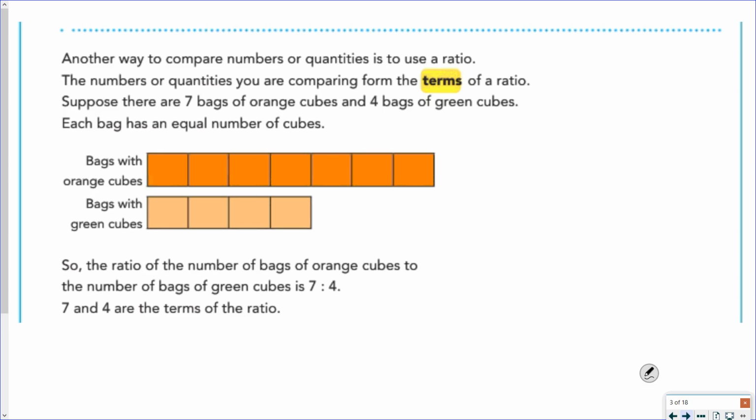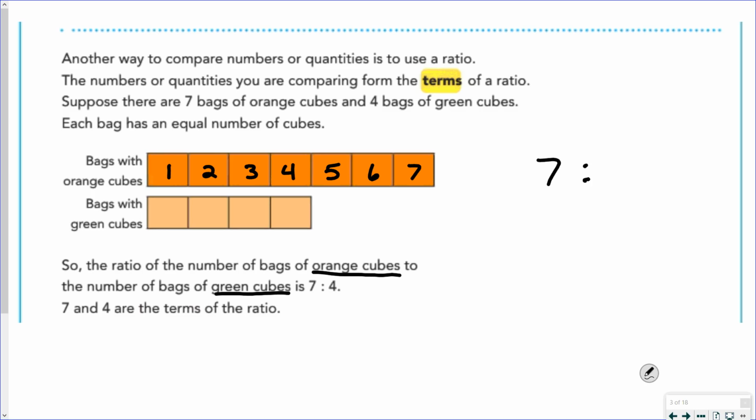And so down here it says the ratio of the number of bags of orange cubes to the number of bags of green cubes. So since orange cubes are listed first, that would be the first term of your ratio. And to figure out how many orange cubes there are, we'll pretend that that's not written, as we would have to count. And if you look at our picture here, bags of orange cubes, we would have 1, 2, 3, 4, 5, 6, 7.